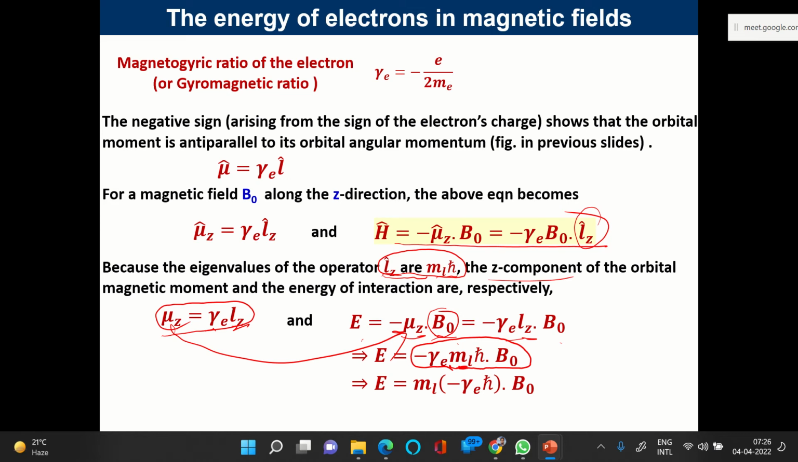And then you simply rearrange the equations and put it like this. Then it is called mu B, the Bohr magneton.